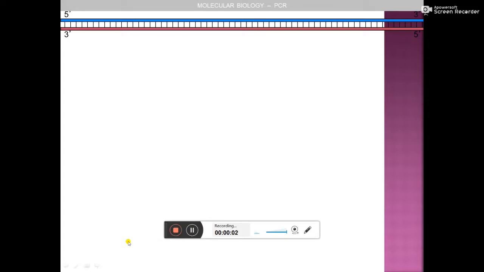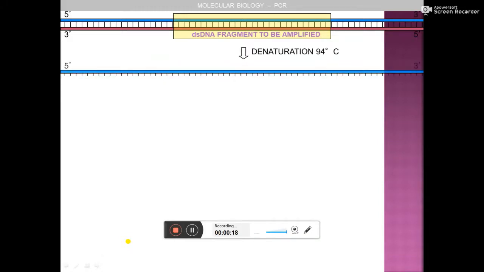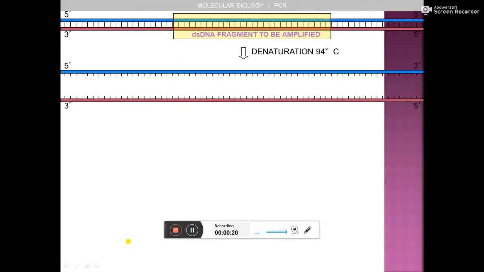So if you look into the process of PCR, you can see that a double-stranded DNA is present, and in the double-stranded DNA, you have a DNA fragment that has to be amplified. And while the process of denaturation is being carried out, the whole strand of DNA, regardless of which region, the whole DNA gets denatured into single-stranded DNAs. That is, the hydrogen bonds between them will get separated.